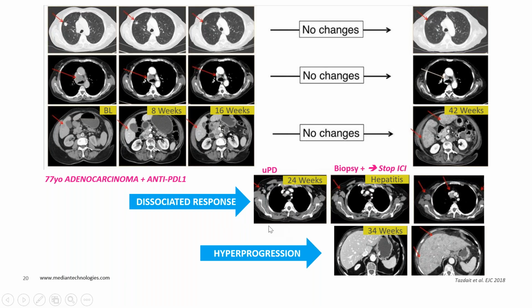And then for the same patient, after an adverse event, hepatitis actually, the treatment had to be stopped. And the disease progressed extremely rapidly within one cycle only. So this type of progression is also called hyperprogression.